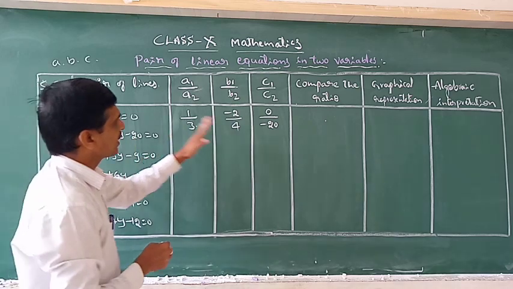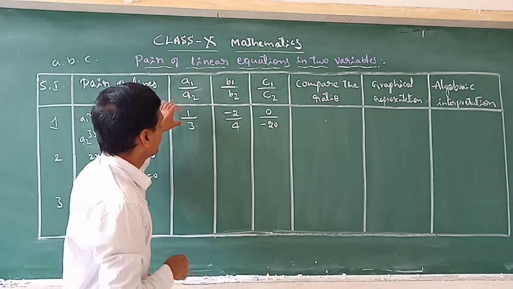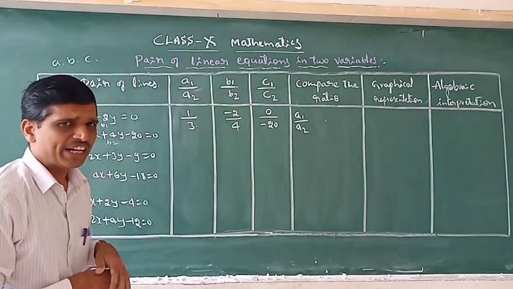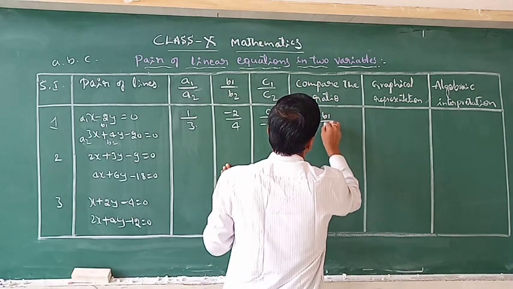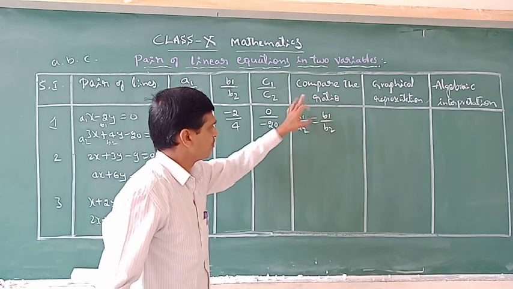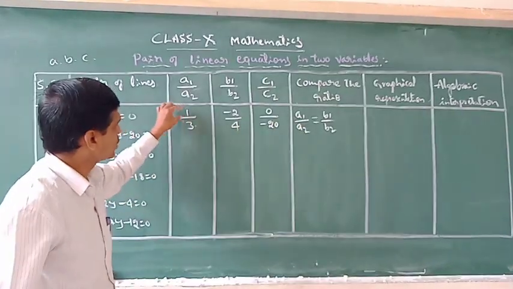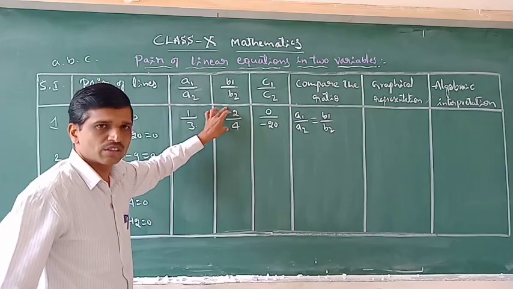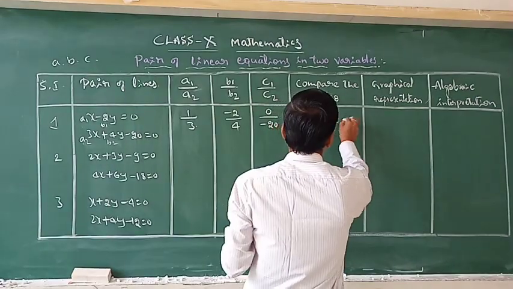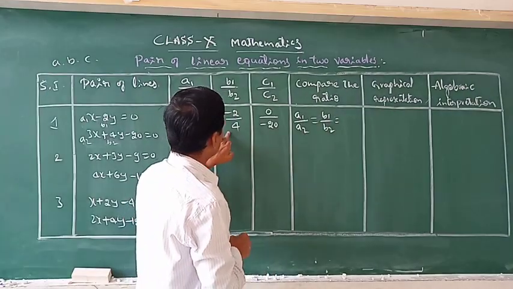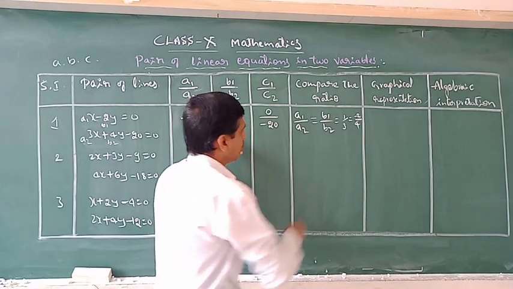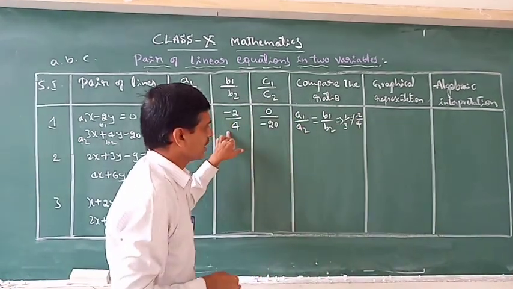What it says: compare the ratios. Compare the ratios means checking whether a1 by a2 is equal to b1 by b2 or c1 by c2. These are the ratios I have written already, so compare them one by one. On comparison we get some idea: is 1 by 3 equal to minus 2 by 4? No, it is not equal.